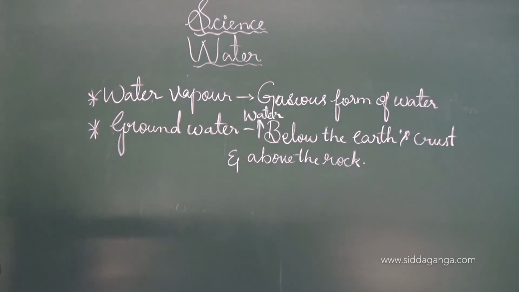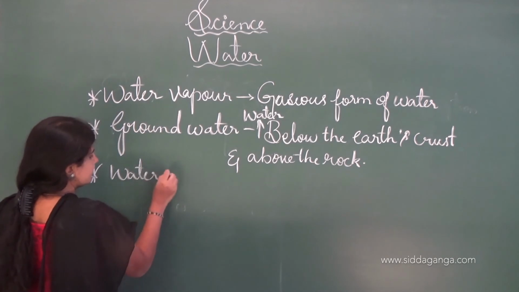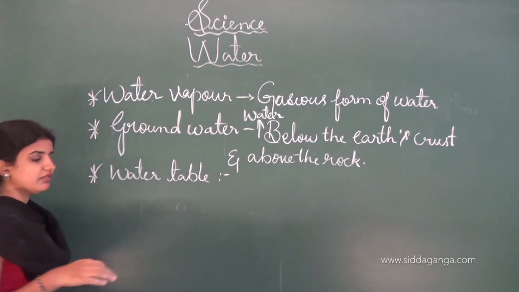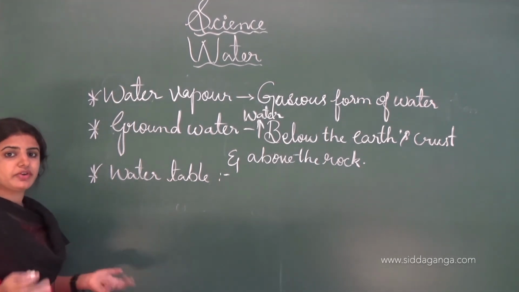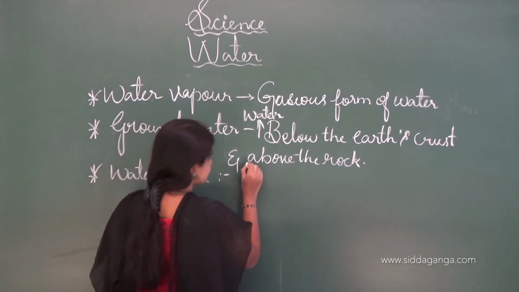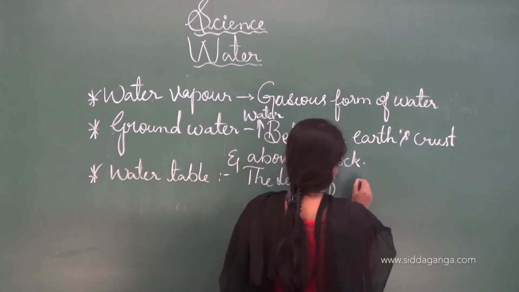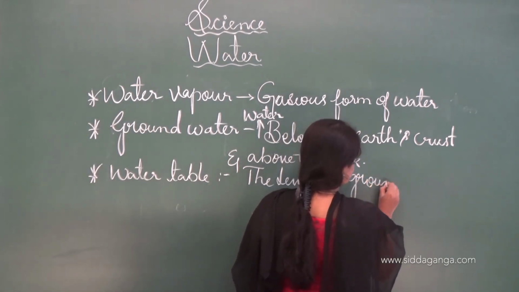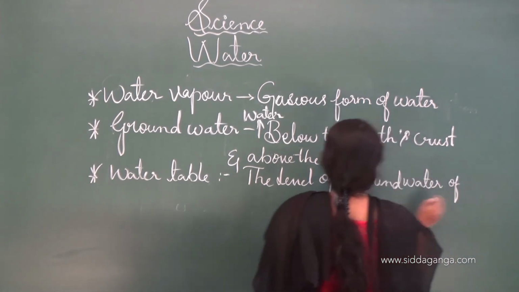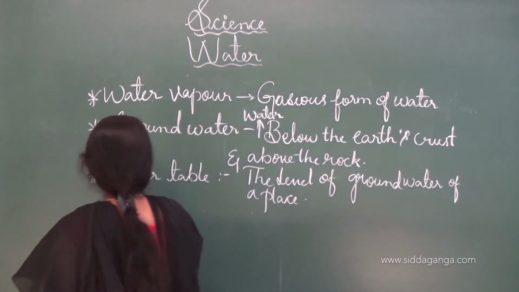Next one is the water table. See, water table is nothing but the level of the water at a particular place. The level of groundwater of a place is called the water table.